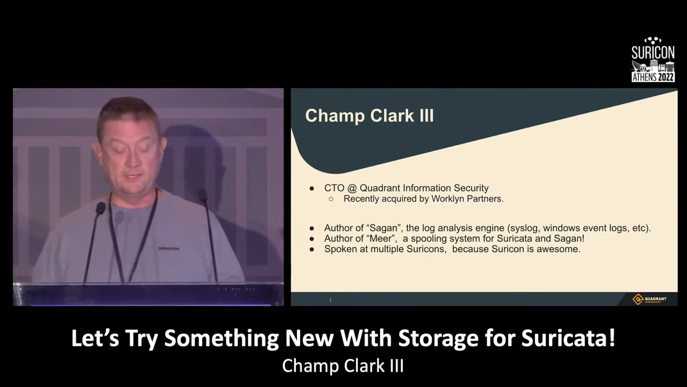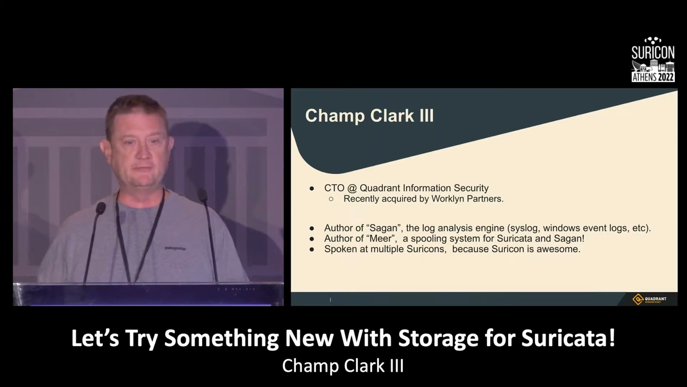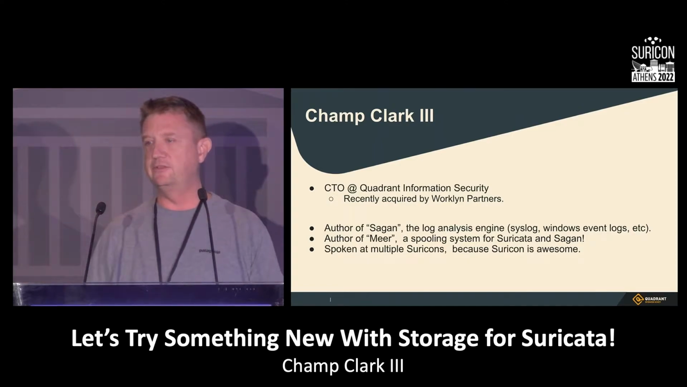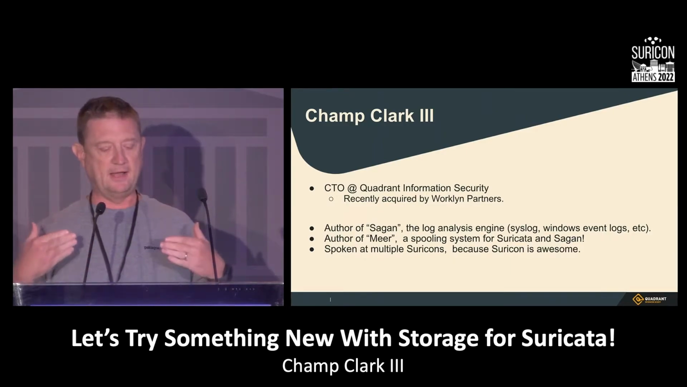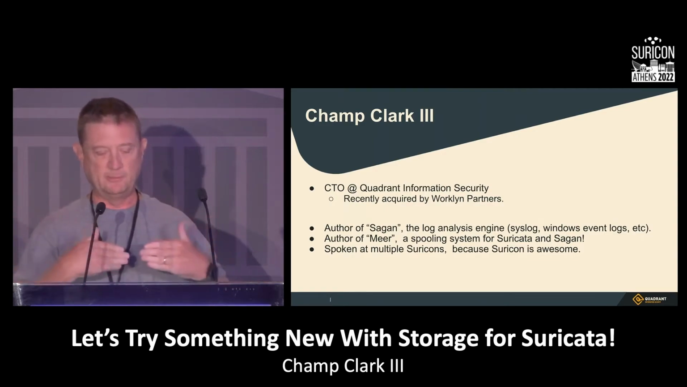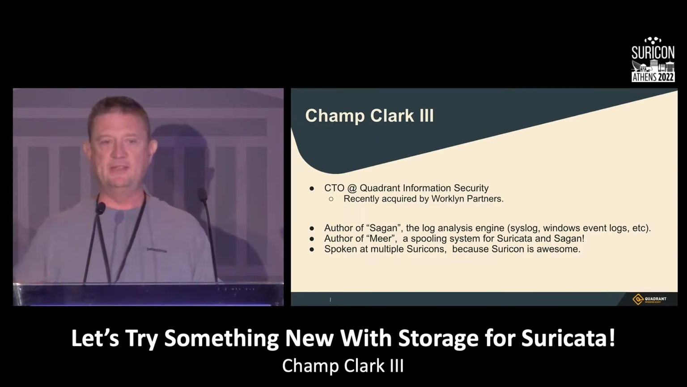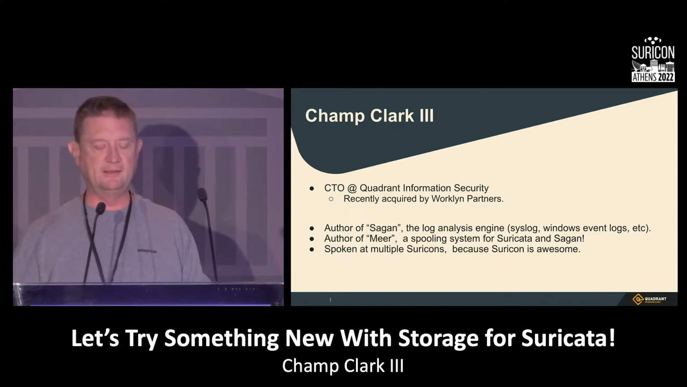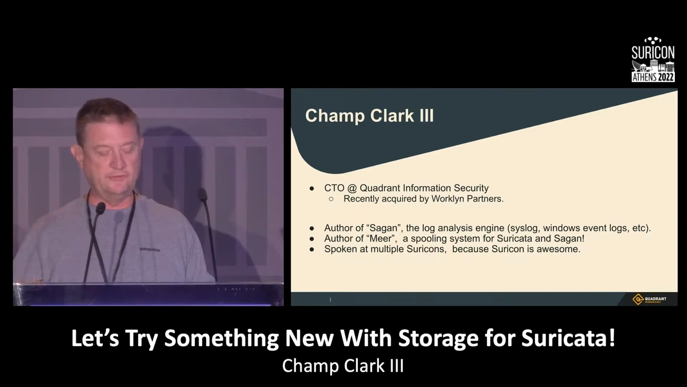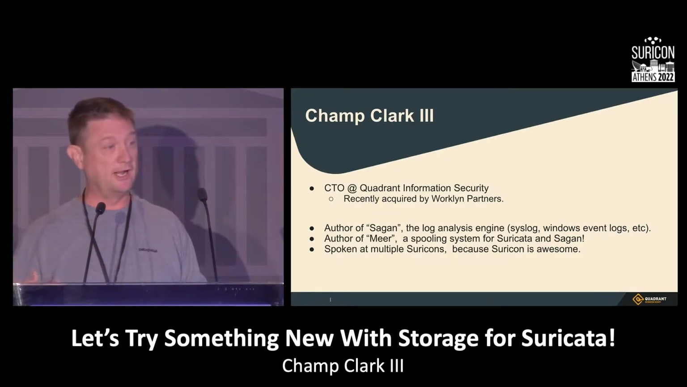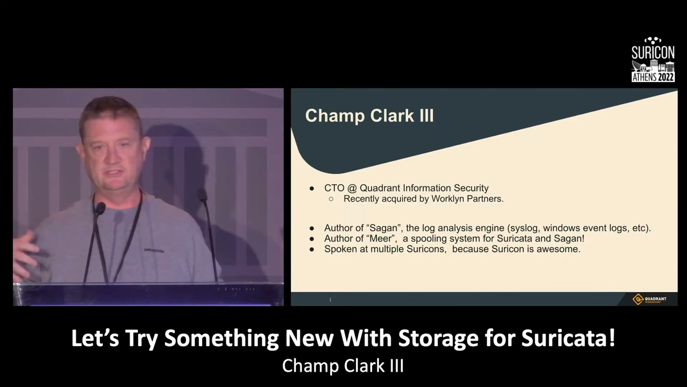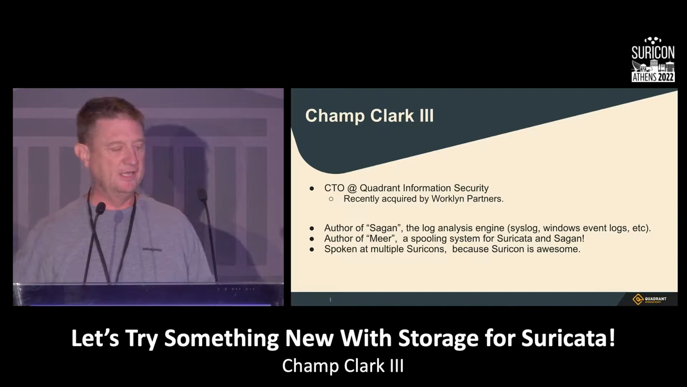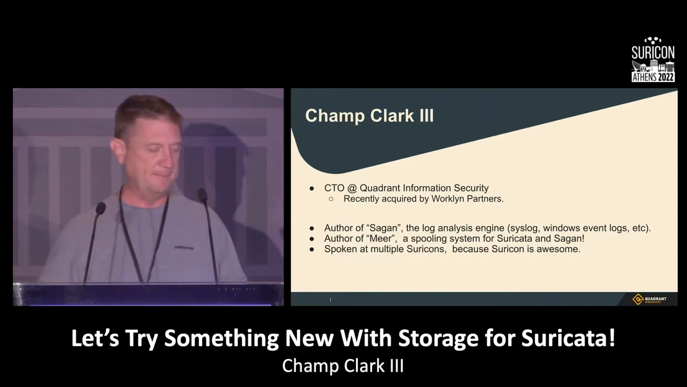Aside from our team working a lot with Suricata, we develop a piece of software called Sagan. Sagan is a log analysis engine, and it uses a rule set very similar to how Suricata uses rules. The rules look very similar, but it's for examining things like event logs, syslogs, stuff like that. We are also developing a piece of software called Mirror, which I'll talk about today, which is a spooling system for Suricata and for Sagan as well, to put data into databases and places where you want the data to reside. So you can think of Elasticsearch and stuff like that.